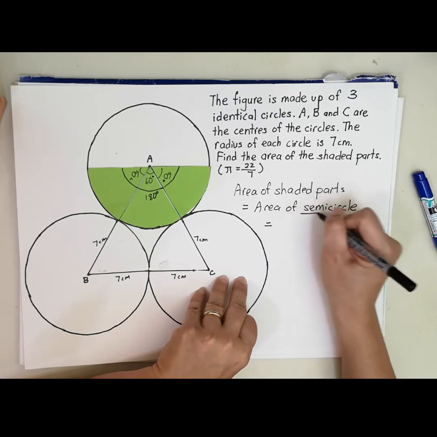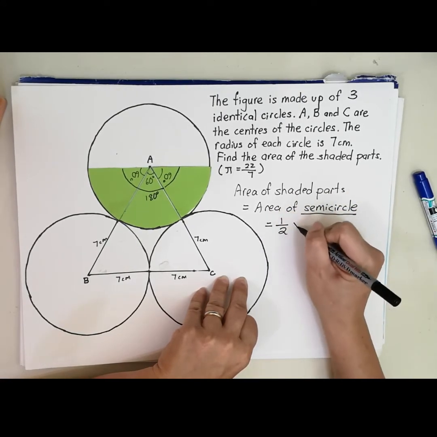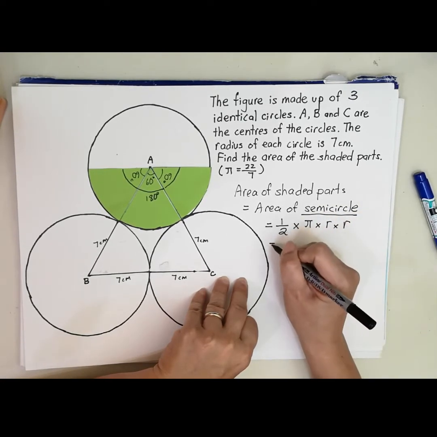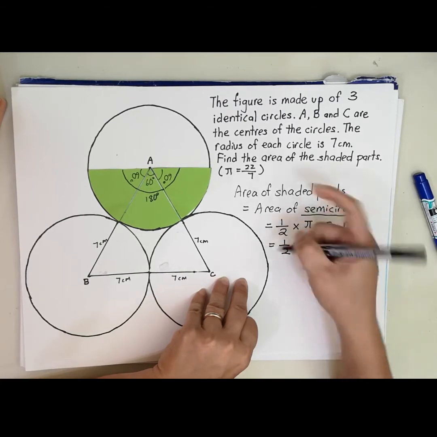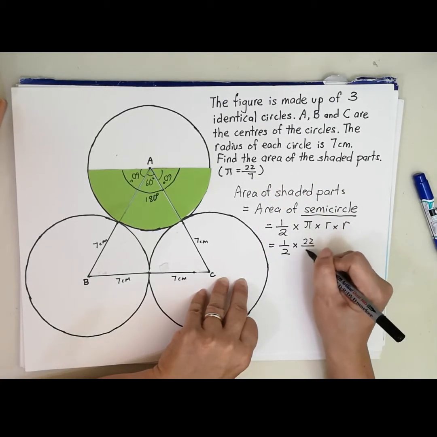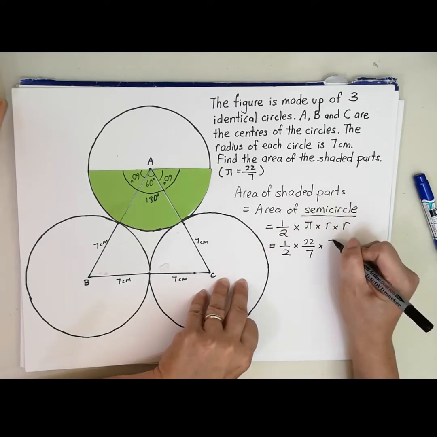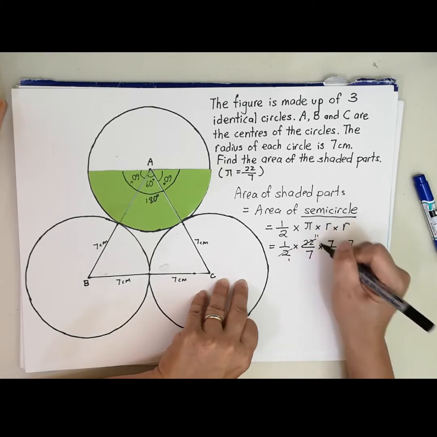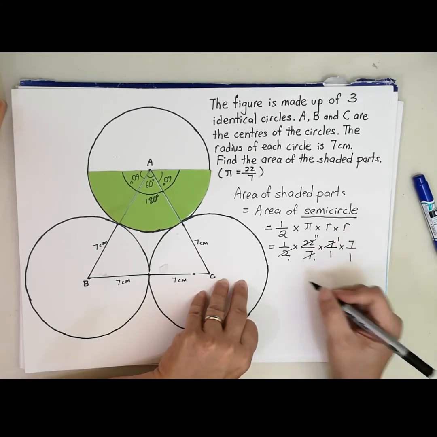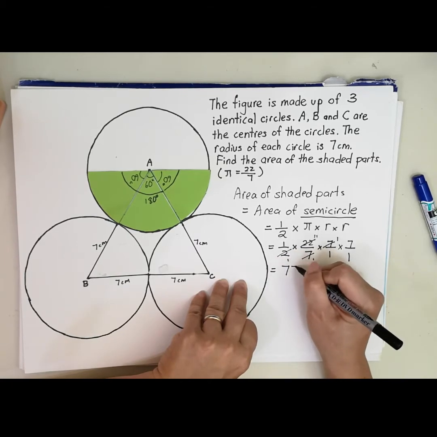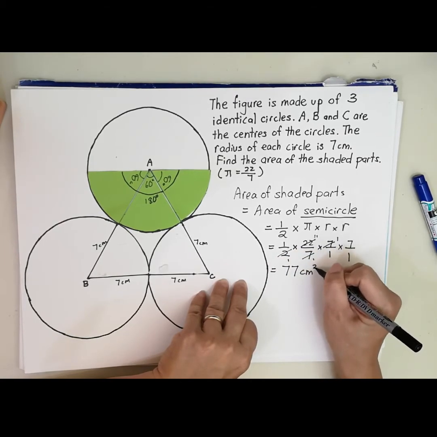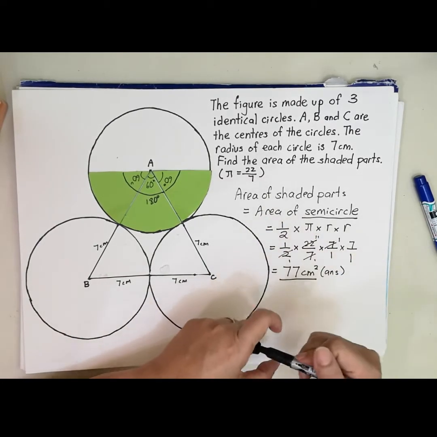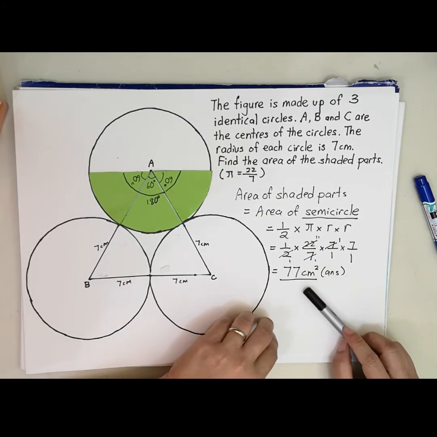If it's the area of a semicircle, then it will be half multiplied by pi multiplied by radius multiplied by radius. Pi is given as 22/7, and the radius is 7 centimeters. If we simplify the fractions here, the area of the semicircle is 77 square centimeters. So in other words, the area of the 3 shaded parts is also 77 square centimeters.